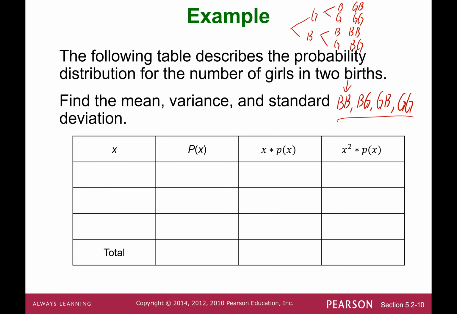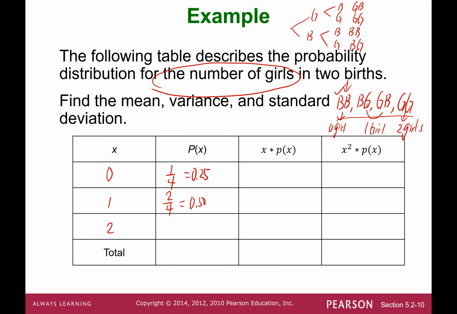So now if you look at it, you concentrate on the distribution of the number of girls. The number of girls could be 0. Boy-boy is 0 girls. Then there is 1 girl here, and 1 girl here. This one is 2 girls. Okay, so we have 3 possible outcomes: 0, 1, and 2. For probability, 0 girls is a quarter, 0.25. Then 1 girl is 2 over 4, 0.5. And then 2 girls would be a quarter again, 0.25.